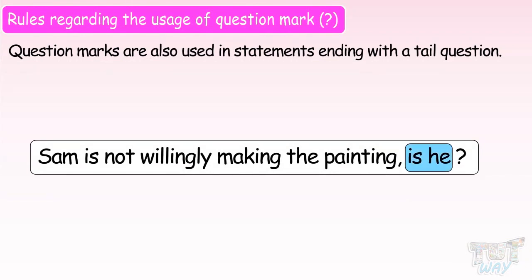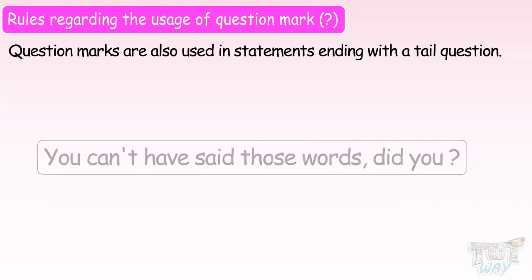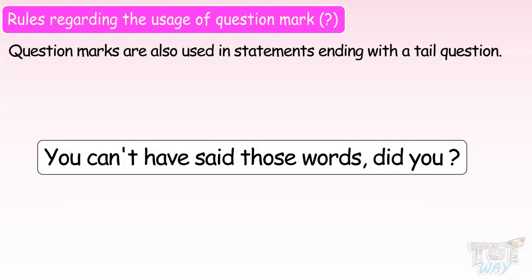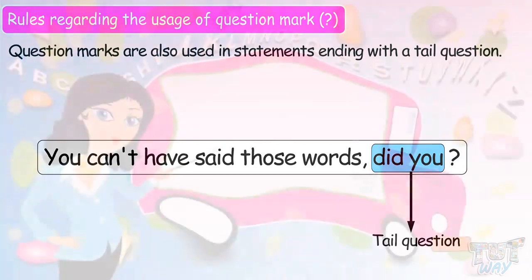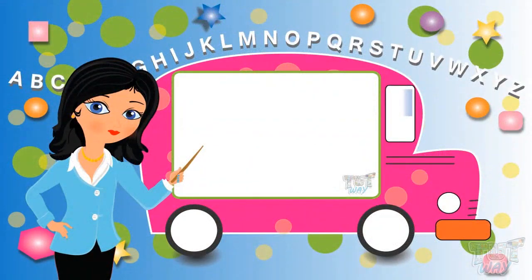Here, is he is the tail question at the end of the sentence that changes the whole statement into a question. You can't have said those words, did you? Here again, this did you is a tail question at the end of the sentence that turns the whole statement into a question. So friends, today we learned a lot about the question mark. Now you may go ahead and take a quiz to learn more.